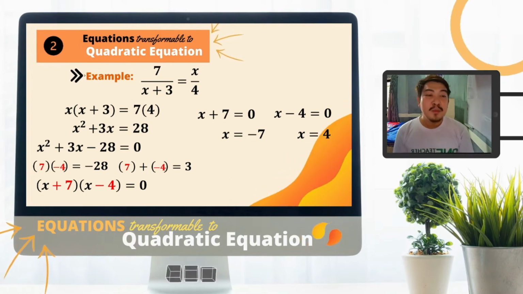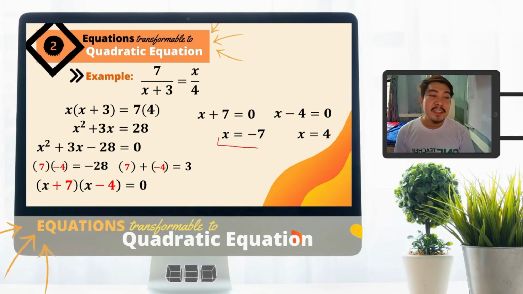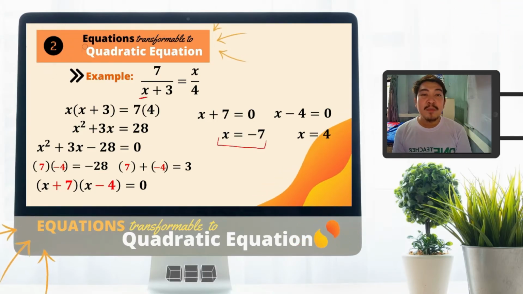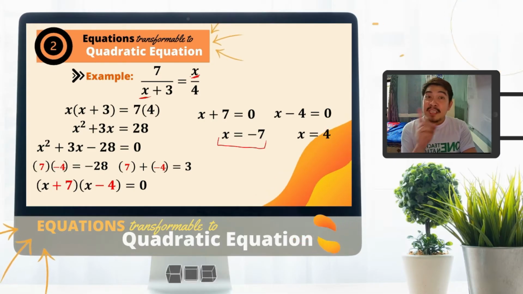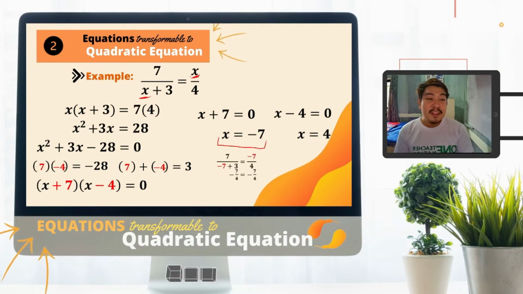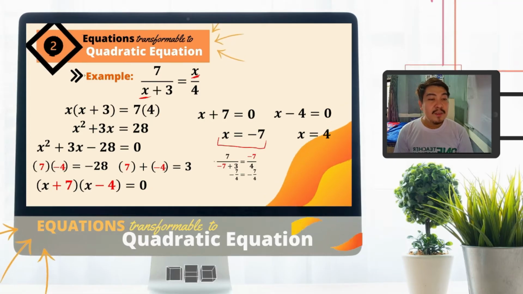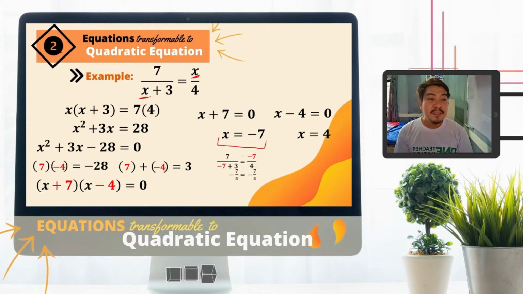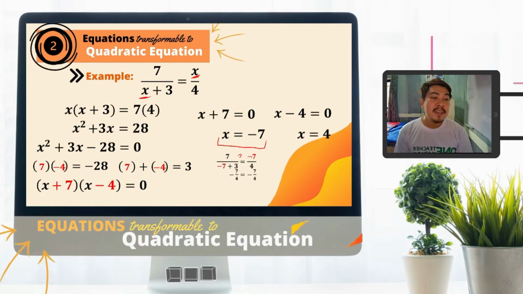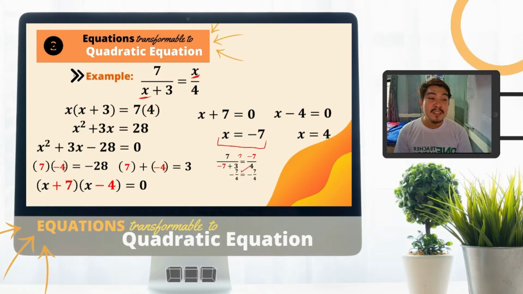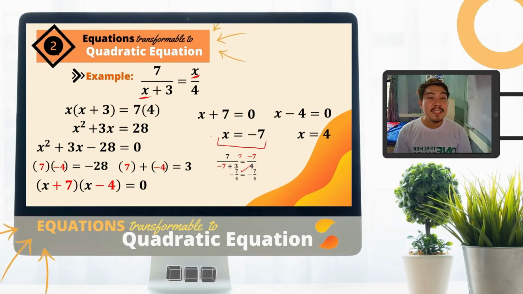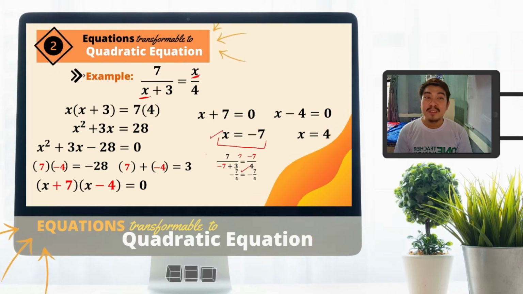Okay? Let us substitute the first value of x, which is negative 7, dito sa original equation na to. So, tingnan natin kung magiging equal ba silang dalawa. Ayan. So, kapag sinubstitute natin, 7 over negative 7 plus 3, equal ba siya kay negative 7 over 4? And if we are going to simplify, equal naman siya. So, therefore, x equals negative 7 is one of the solutions.